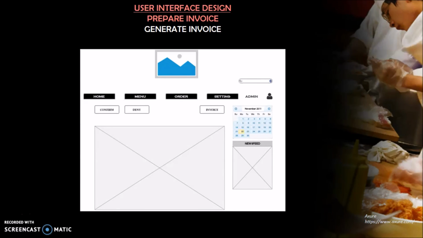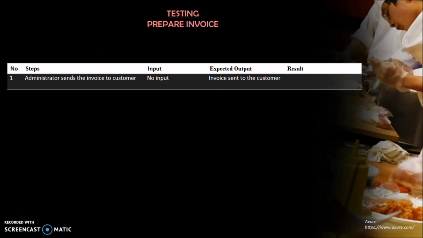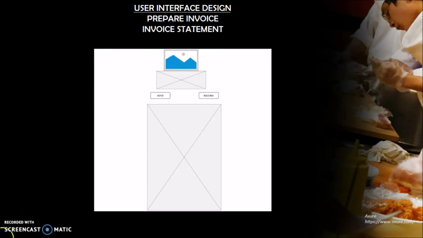Then we go to the user interface for the generate invoice. We have the confirm button for confirm order, deny, and prepare the invoice. So if the administrator wants to generate an invoice, they will click on the invoice button. And this is the interface for the invoice statement. We have the send and also the record button.